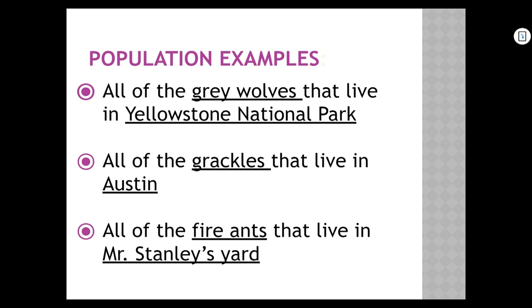All of the fire ants that live in Mr. Stanley's yard. So all of those fire ants, they are all one type of organism and they all live in one area, right? Mr. Stanley's yard. So that is an example of a population. And again, like I said, cities, when you go into a city, you will see that when it has a population on the sign, it's talking about the humans in that area, right? So that again is population.